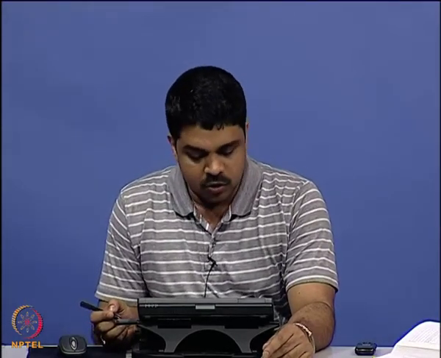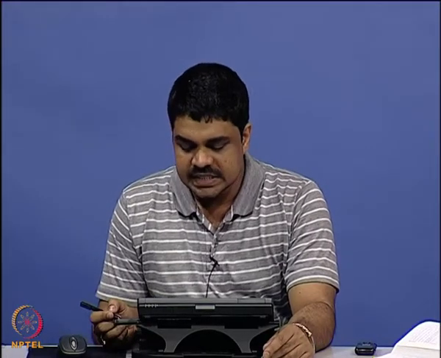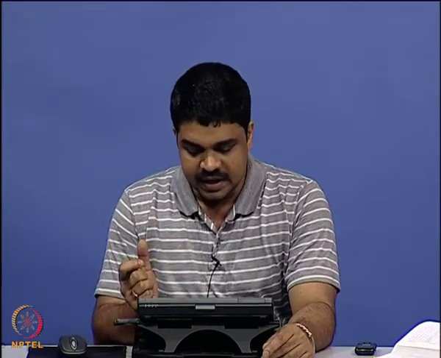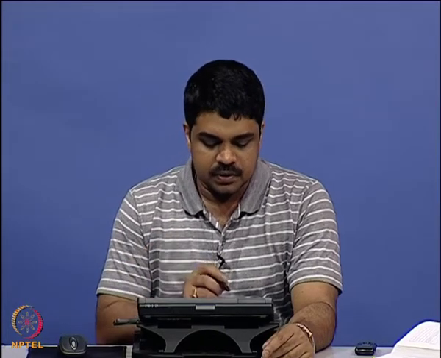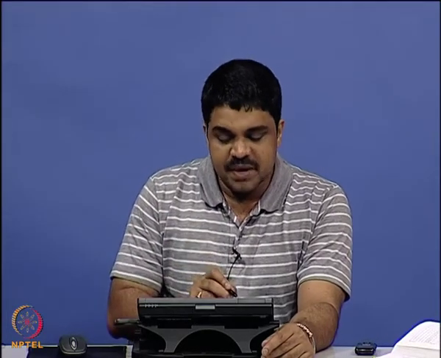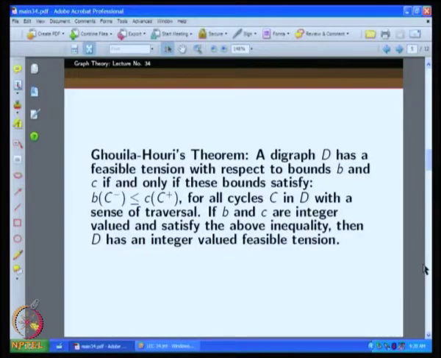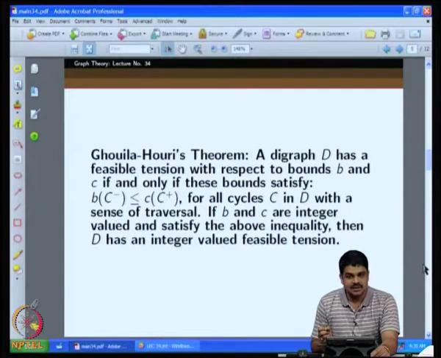Now there is an equivalent theorem in the case of tension also. We will not repeat all the things again, but we can see that in the case of tension, the place of cuts is taken by cycles. So, we can consider a cycle, associate a certain direction to it, and C minus is the reverse arcs with respect to the sense of direction we gave on that cycle, and B of C minus has to be less than or equal to C of C plus. This is a necessary condition, right.